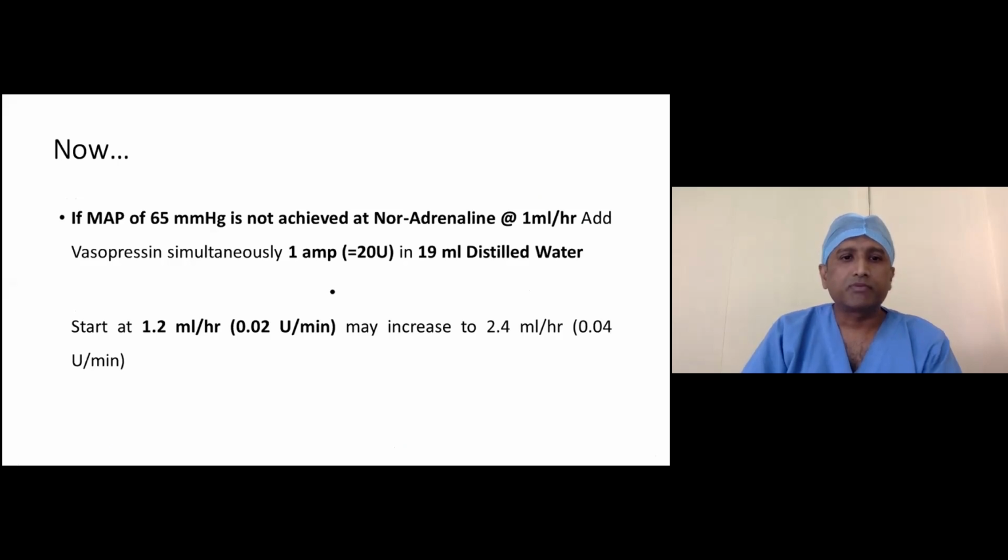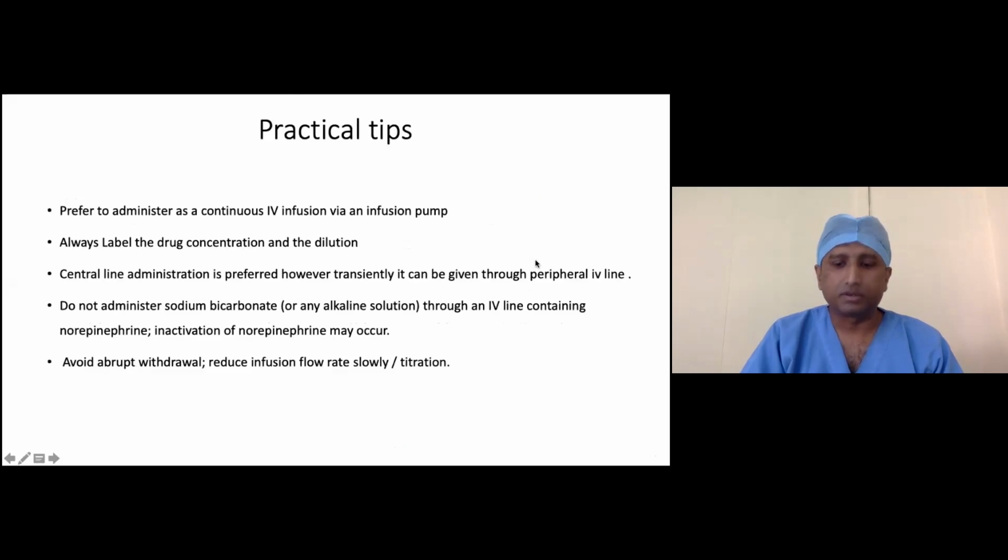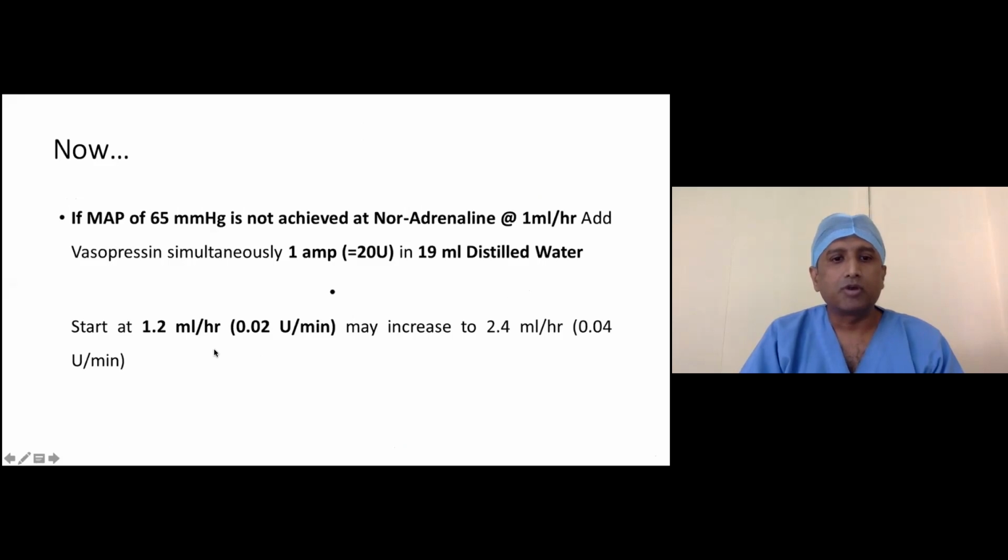Now, if a MAP of 65 mm of mercury is not yet achieved with noradrenaline at a rate of 1 ml per hour, that is septic strength, 10th strength, equivalent to 0.1 microgram per kg per minute, then simultaneously we have to add vasopressin, 1 ampoule of 20 units in 19 ml distilled water. We start this at 1.2 ml per hour, that is a dose of 0.02 unit per minute, and we can increase this up to 2.4 ml per hour, that is 0.04 unit per minute.